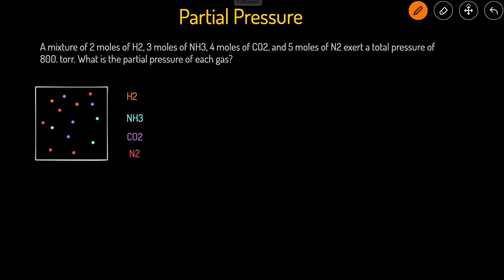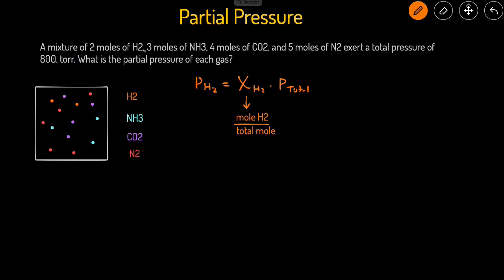So we have 2 moles of H2. You see there's 2 dots of orange representing H2. And then we have to figure out the partial pressure. So to do this, we're going to use the equation. Let's say we want to figure out the partial pressure of a particular gas, H2. Then that's just going to equal the mole fraction of H2 times the total pressure. And mole fraction, well, that is going to equal the moles of the H2 divided by the total moles in the mixture. So let's figure out how many total moles we have.